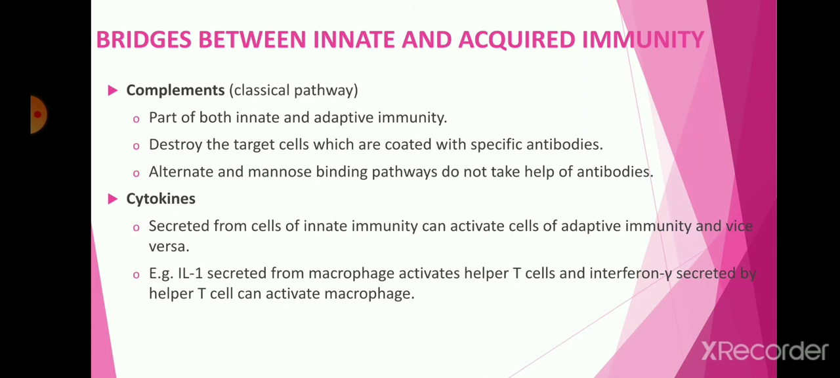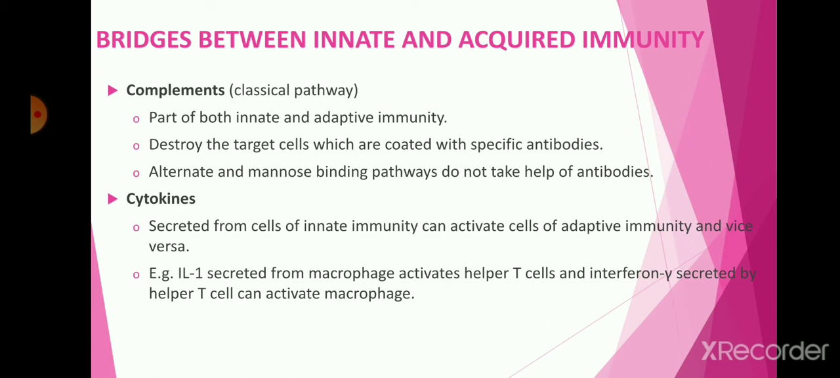Basically, the classical pathway of complement destroys the target cell which is coated with specific antibodies, while the alternate and mannose binding pathways do not take the help of antibodies. Without the help of antibodies, they can kill the microorganism by producing chemicals against it.